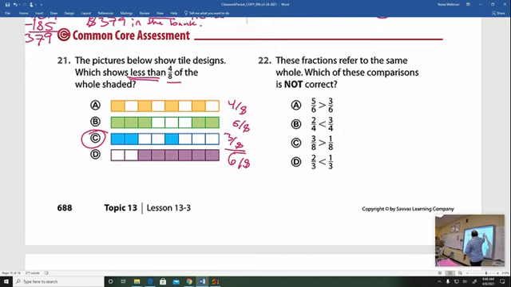Okay, now this one says these fractions refer to the same whole. Which of the comparisons is not correct? Which one of these comparisons is not correct? D. That's right. Because 1/3 is not bigger than 2/3, right?